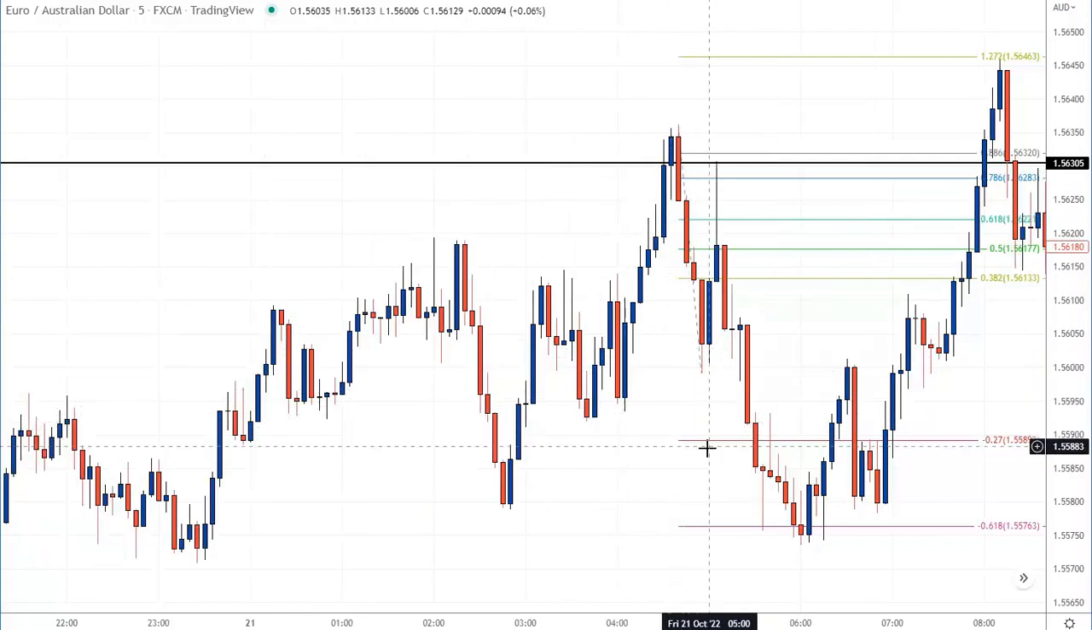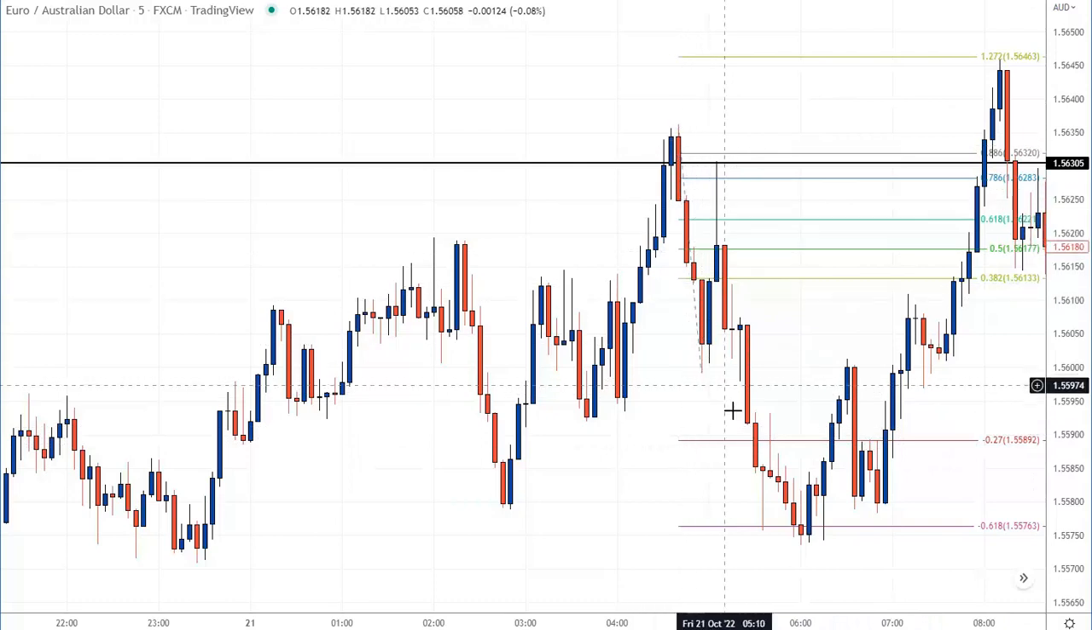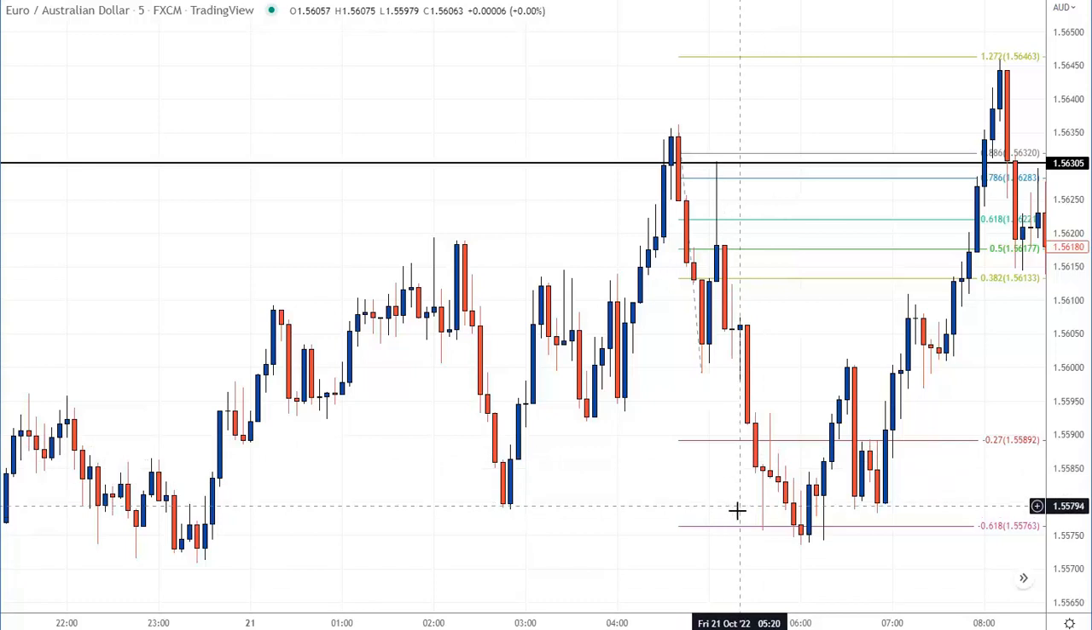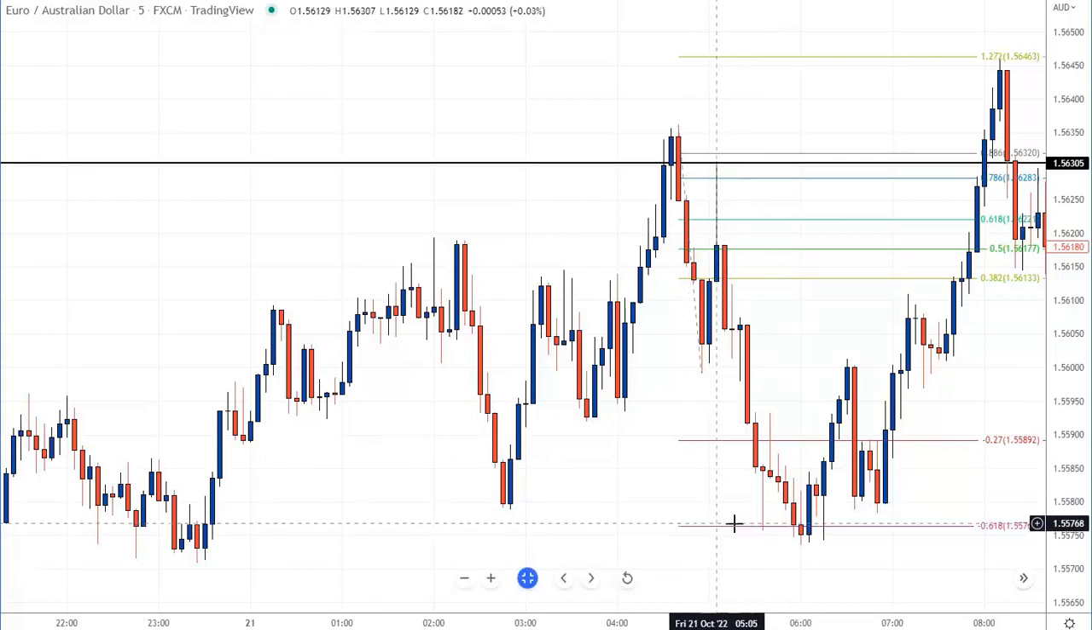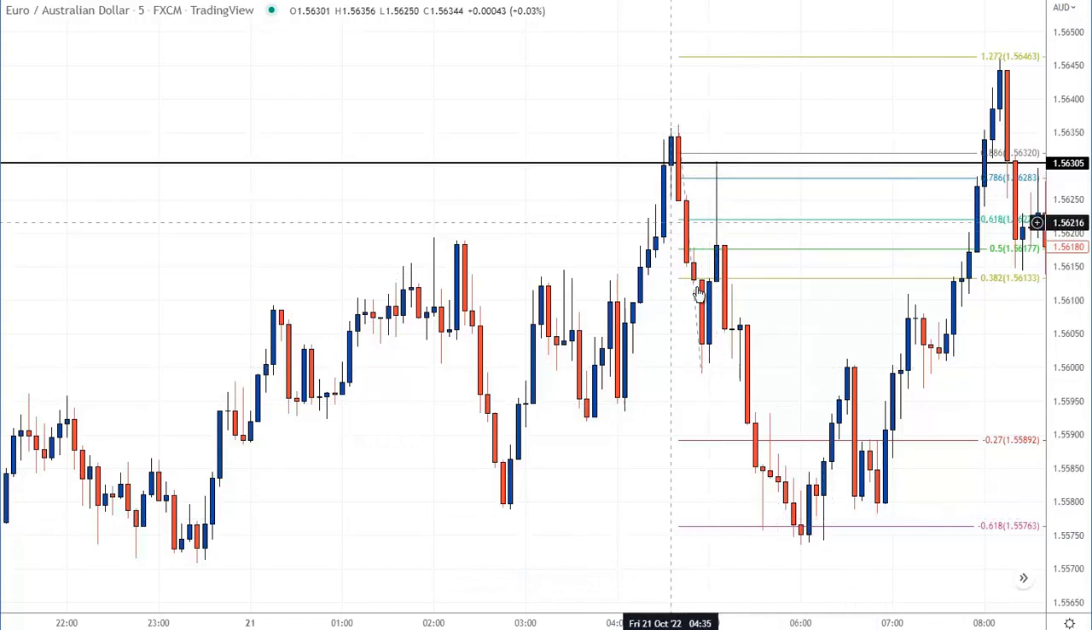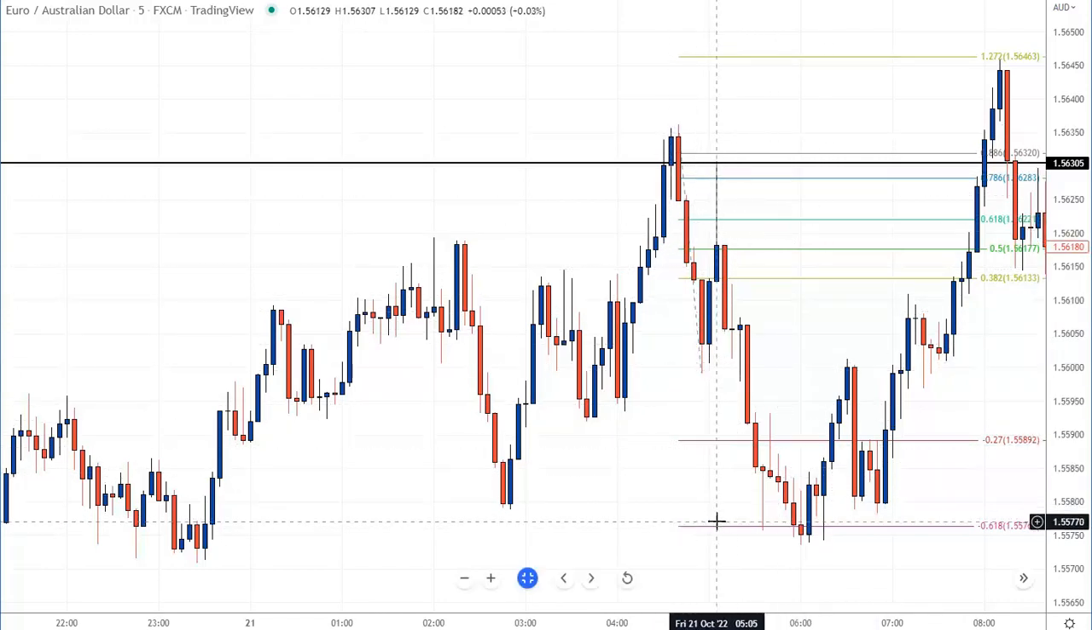It hit both. This is the 127% extension from this high to this low, and that alone was 40 pips. And then it hits the second one here, the 162% Fibonacci extension from this high to this low. And these are good places to take profits.